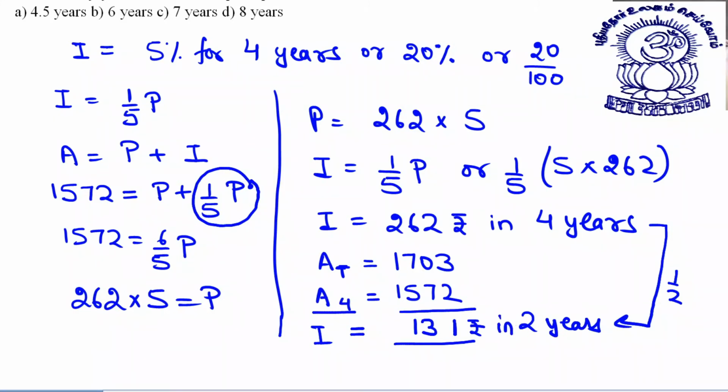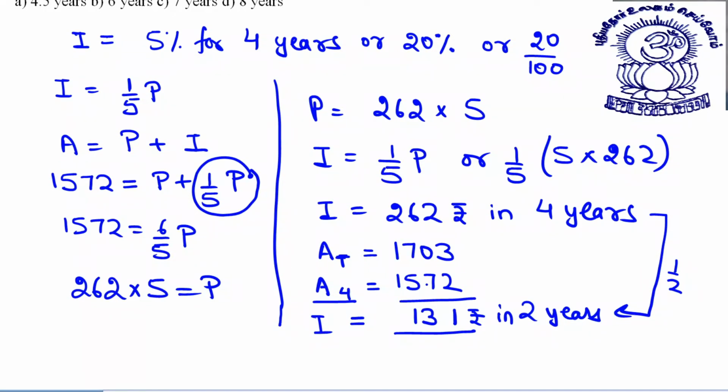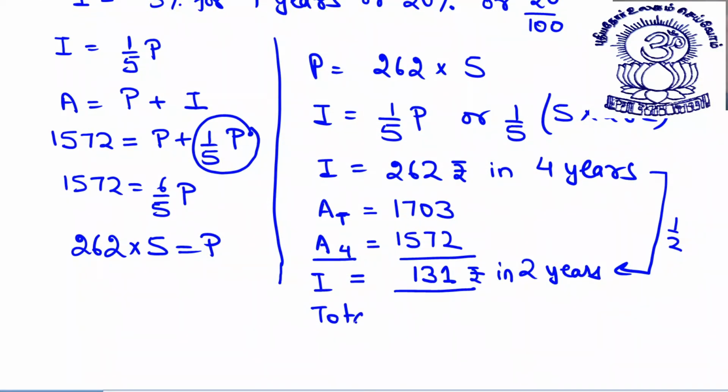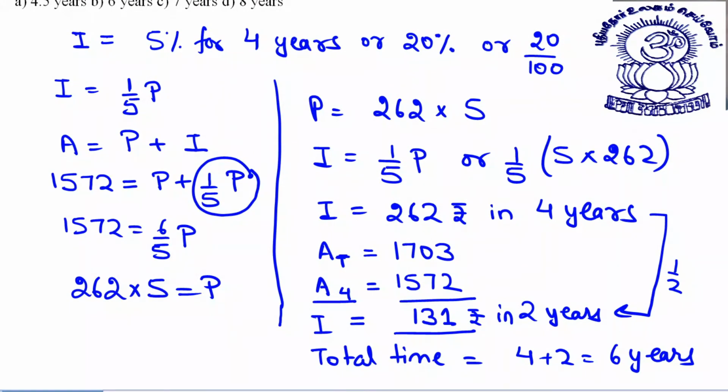From 1572 to 1703 we add 131 more rupees. 131 more rupees is added in how much time? In 2 years. So the total time is 4 plus 2, which is equal to 6 years. I hope it is clear to all of you, my dear students, without any doubt.